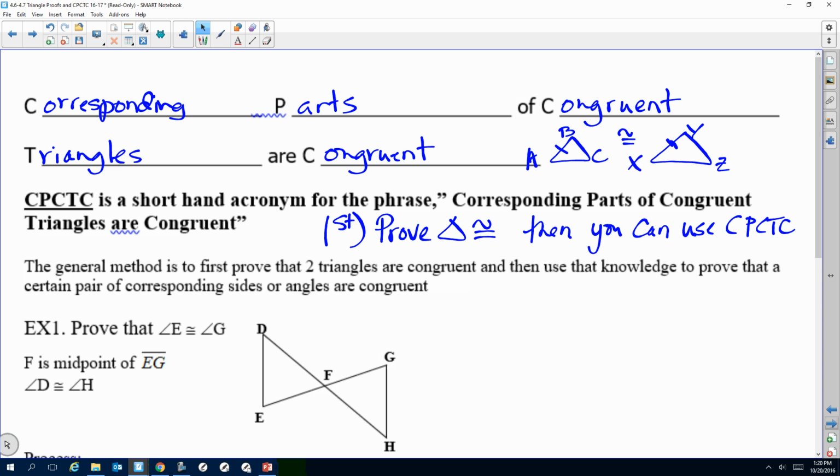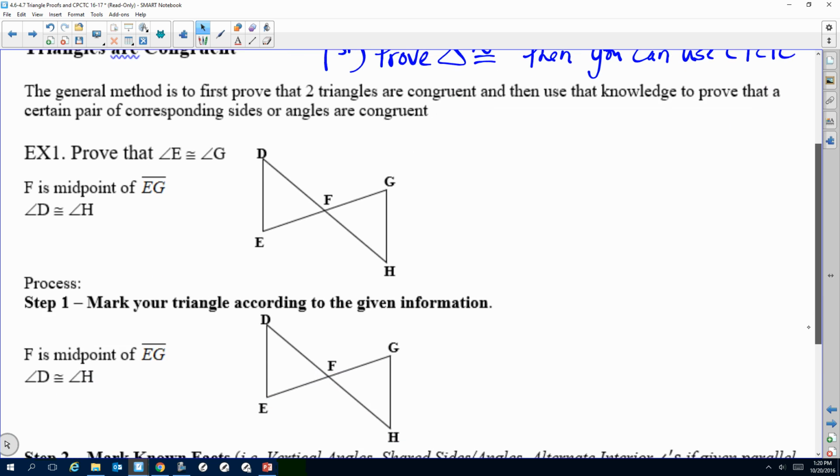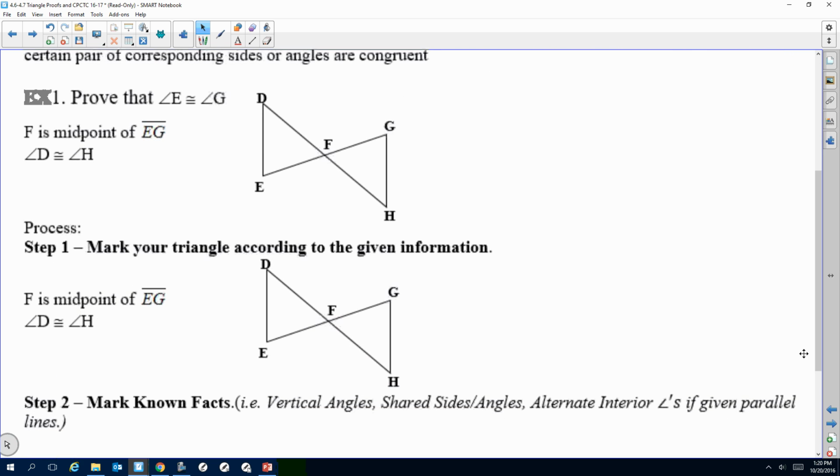So there are some steps we're going to follow to make sure we can do that. First thing, if you see the word prove, we have prove that angle E is congruent to angle G. This would be our last statement in our proof. Whatever I tell you to prove, that's going to be the last thing you would have to write in a proof.